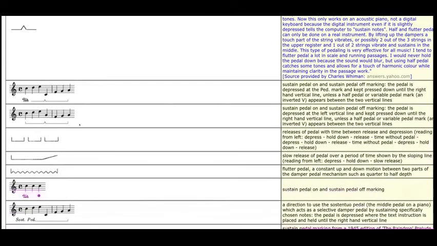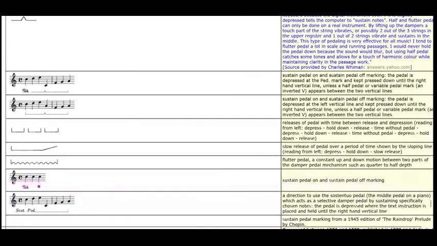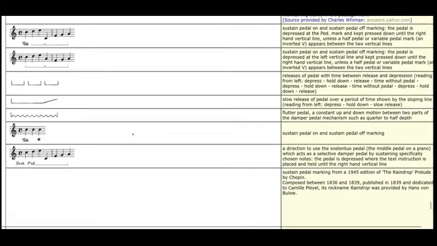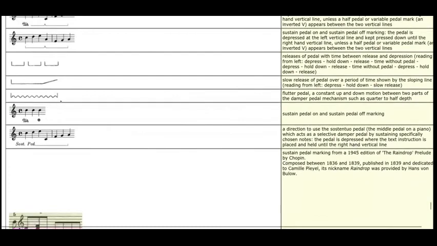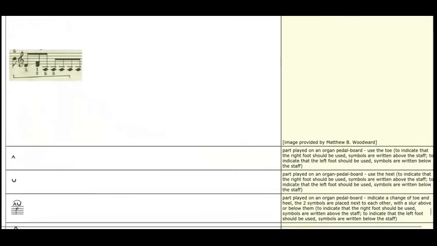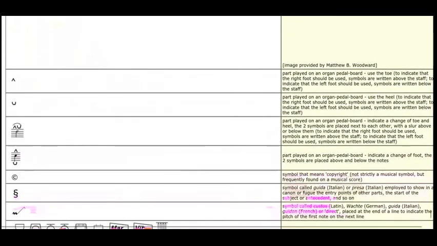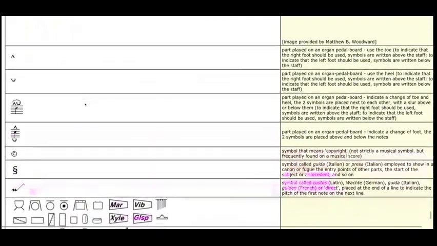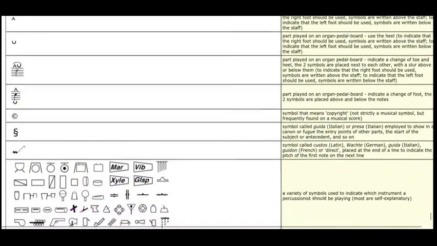There's some more pedal markings. Slow release the pedal. Pedal, pedal. Fluttering the pedal. Apparently that's a thing. I'm learning so much today. Are you learning? Okay. Some more pedal markings. Chopin used. Organ markings. Look at all this stuff.